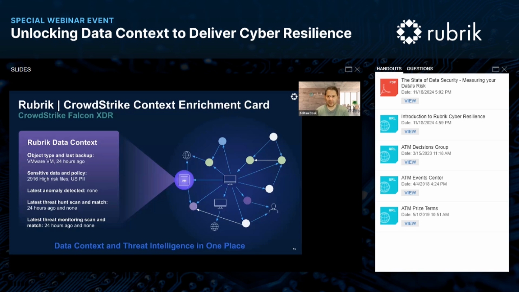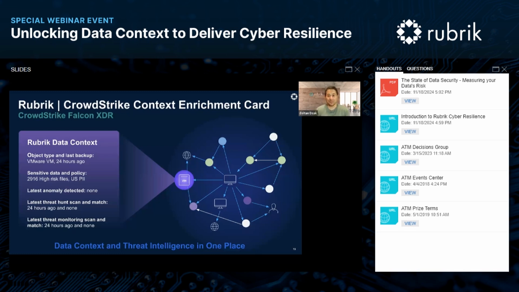Consider the same scenario, but we add rich Rubrik data context, all the context I just described, delivered directly into CrowdStrike XDR. Now the SOC analyst can quickly see that the target IP address contains sensitive data records that have been classified as high or medium risk. Maybe it's personally identifiable patient records. Data that would be particularly harmful if it's compromised and likely subject to regulatory fines, right?